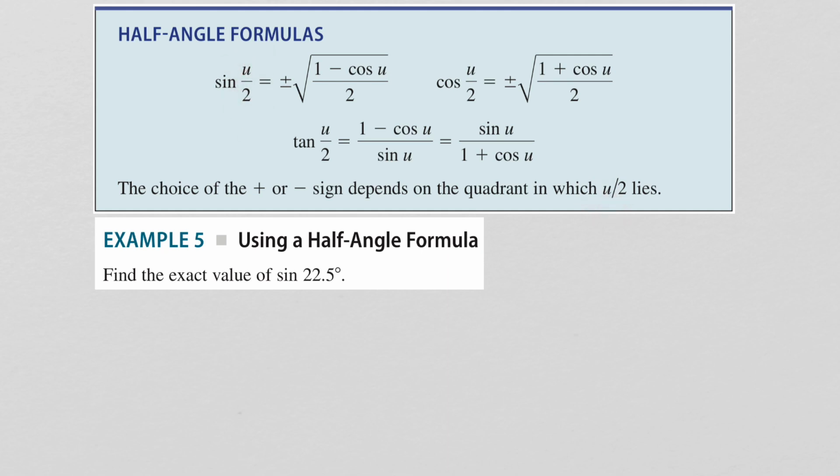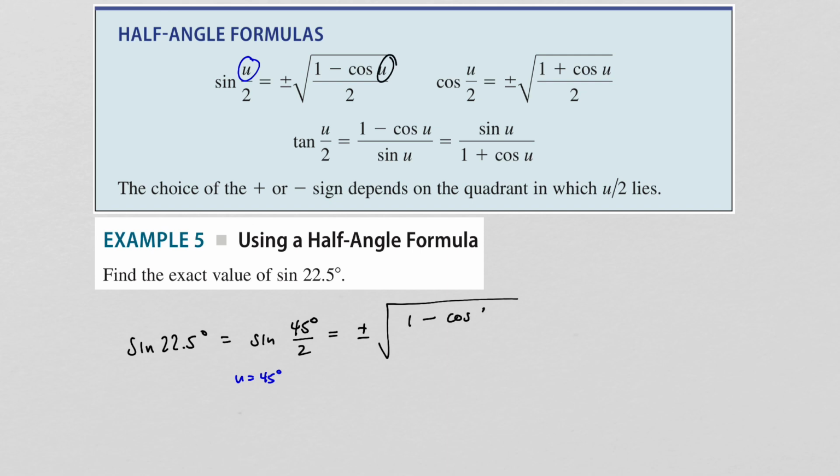So, for example, if I want to find the sine of 22.5 degrees, we're going to recognize that 22.5 is the same as 45 divided by 2. So that's the sine of 45 degrees divided by 2. So if you look at your formula here, u is equal to 45 degrees. And so according to the formula, this is going to be plus or minus, and we have to choose the right one, square root of 1 minus the cosine of u, which is 45 degrees, divided by 2.